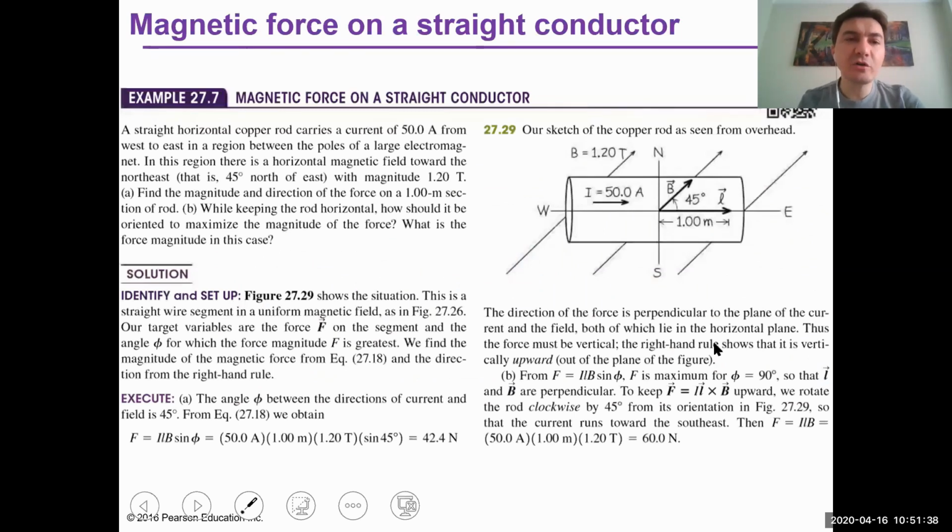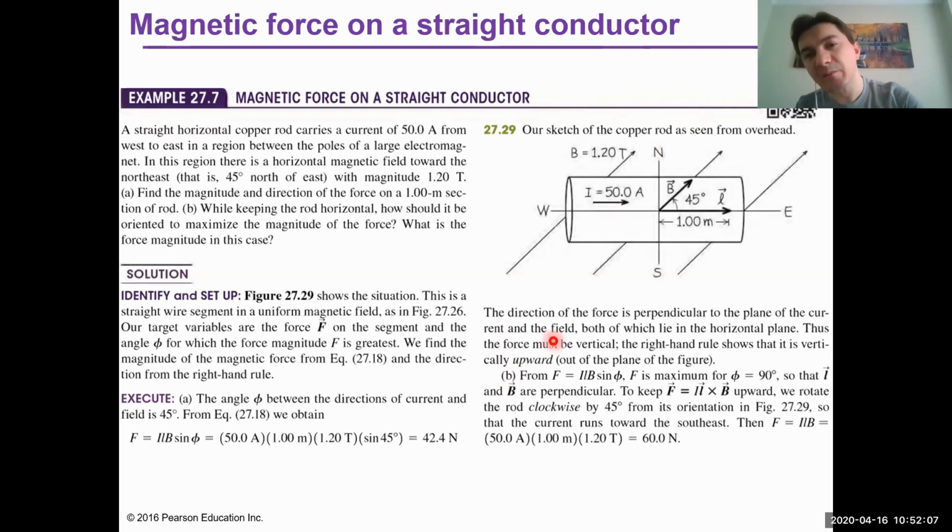Then let's continue with the example, magnetic force on a straight conductor. A straight horizontal copper rod carries a current of 50 amp from west to east. This is the current direction from west to east. It is in a region between the poles of a large electromagnet, and we can apply a magnetic field in that direction. This is the direction of the magnetic field, and the magnitude of the magnetic field is 1.2 Tesla.